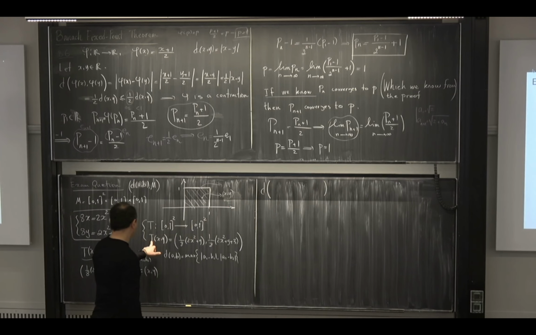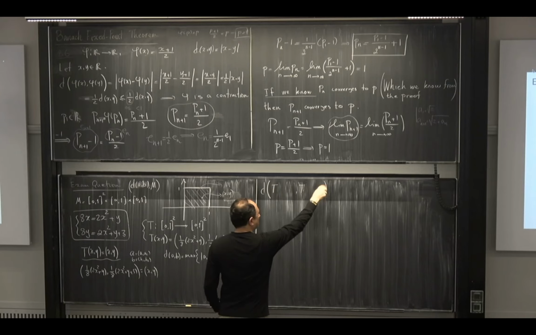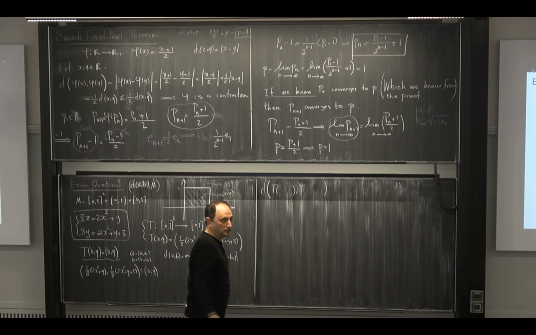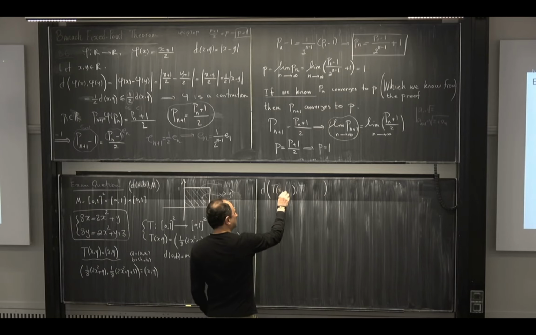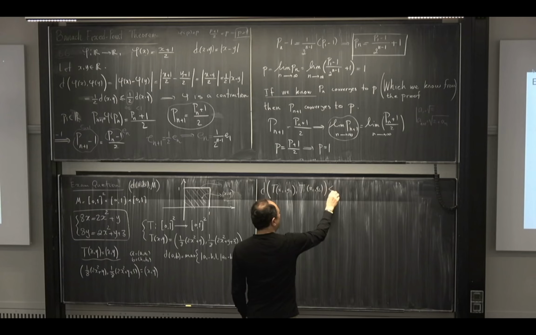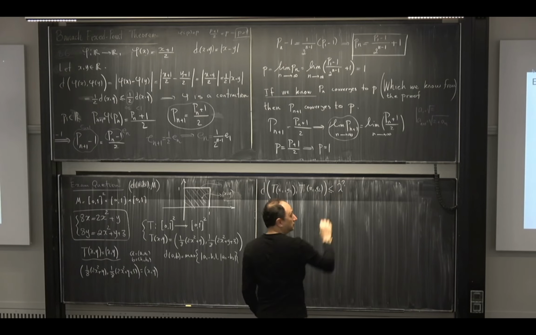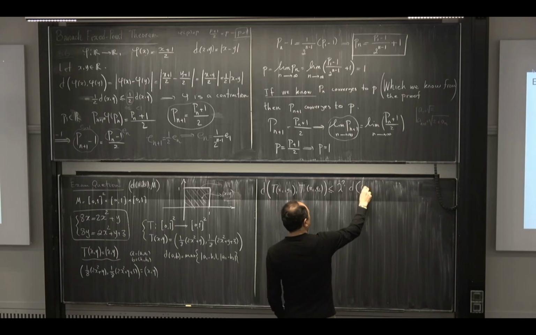I want to show that T is a contraction. I need to show the distance between T acting on (x1, x2) and T acting on (y1, y2) is less than or equal to some factor multiplied by the distance of (x1, x2) and (y1, y2).